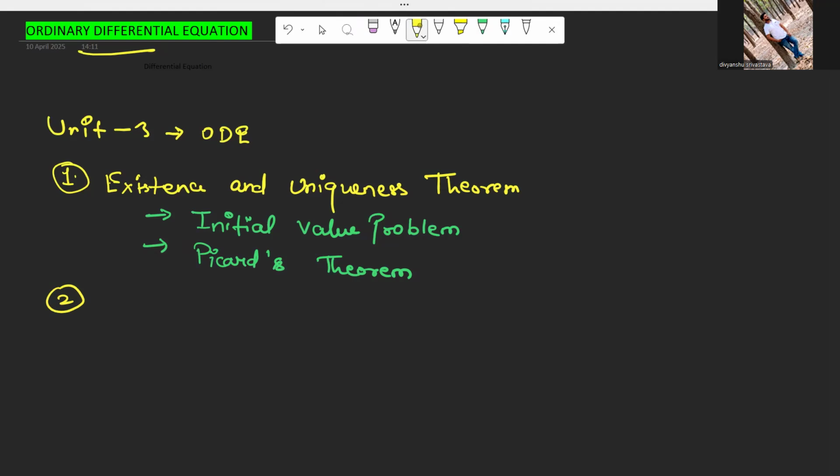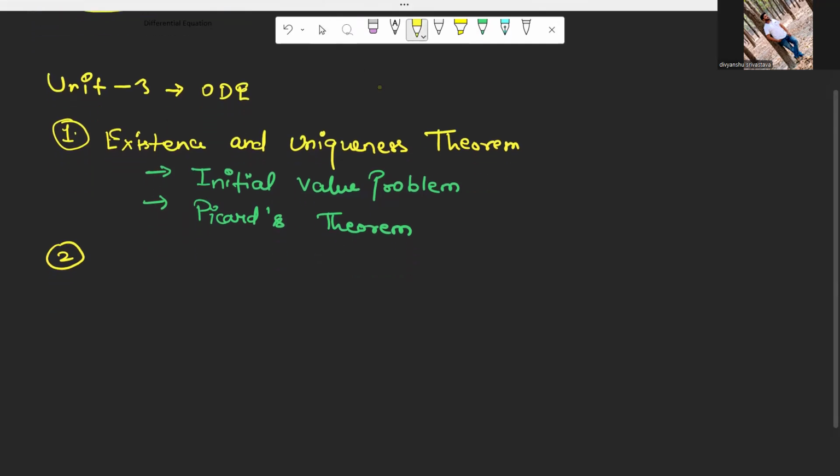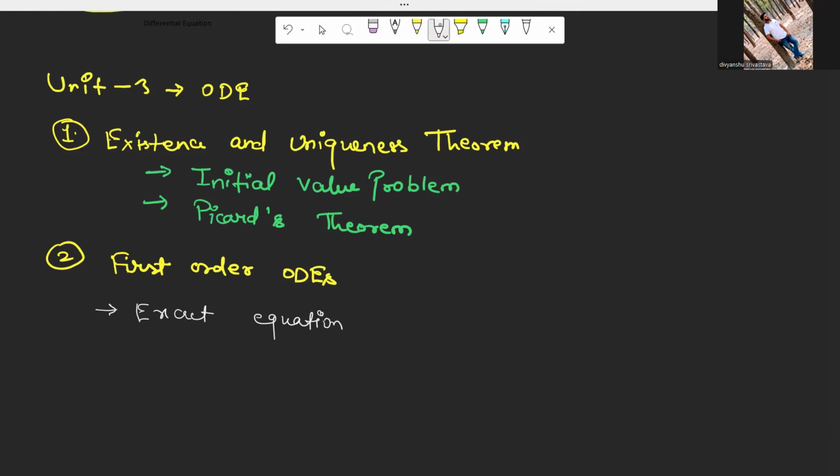The second topic is first order ODEs. Generally questions are asked from exact equations. The second thing is integrating factor. And the third thing is singular solution.